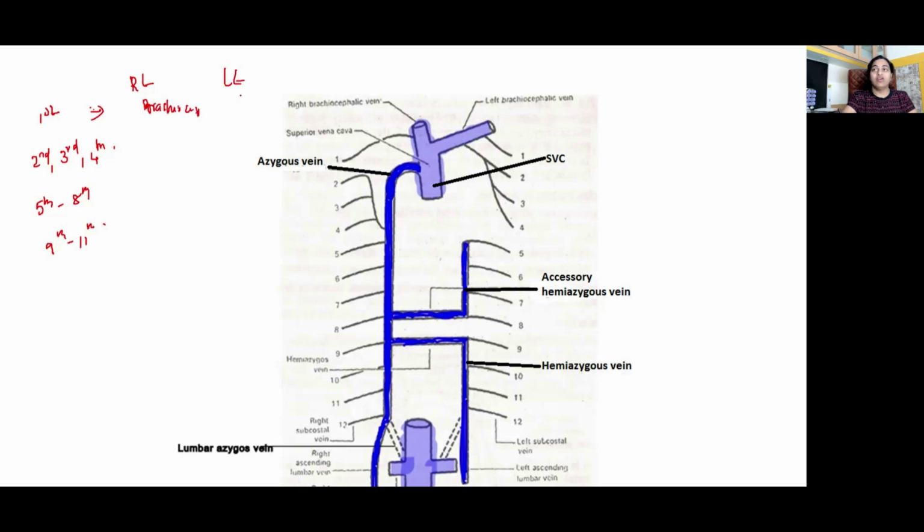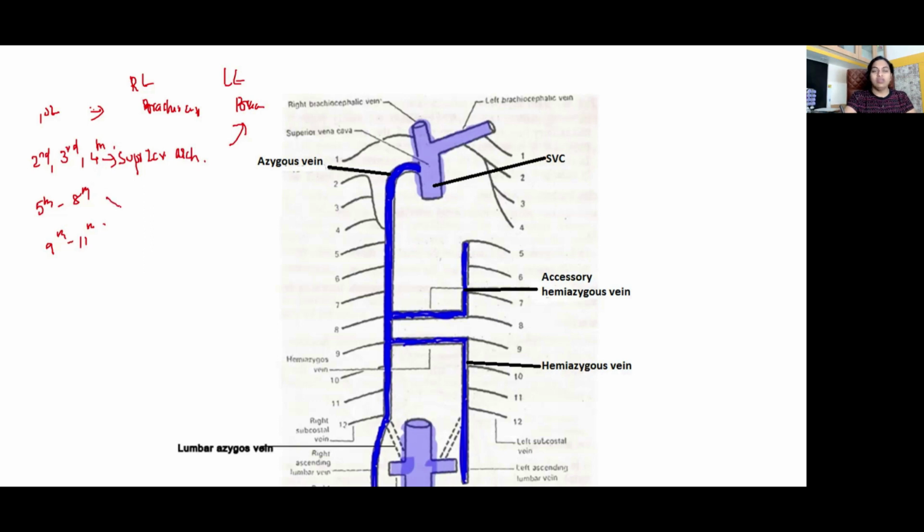Okay, the first posterior intercostal vein. The second, third, and fourth, they form the superior intercostal vein. The superior intercostal vein on the left side will drain into left brachiocephalic vein. The right superior intercostal vein will drain into arch of azygos vein.